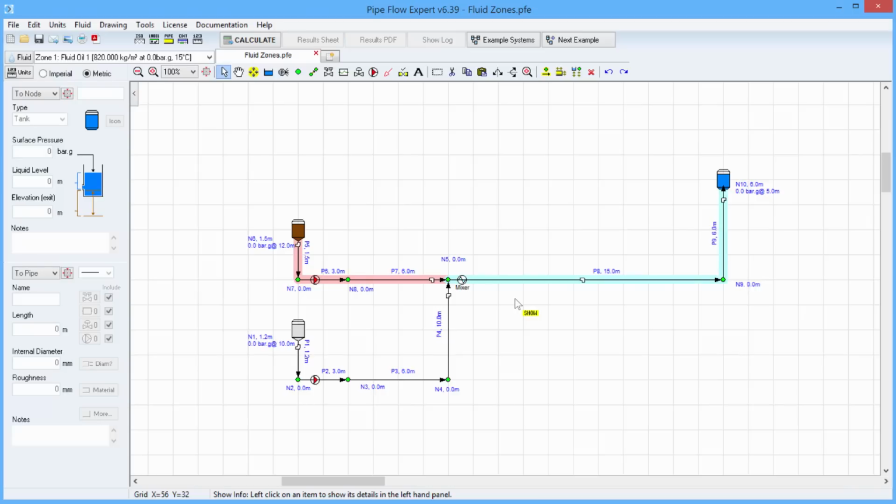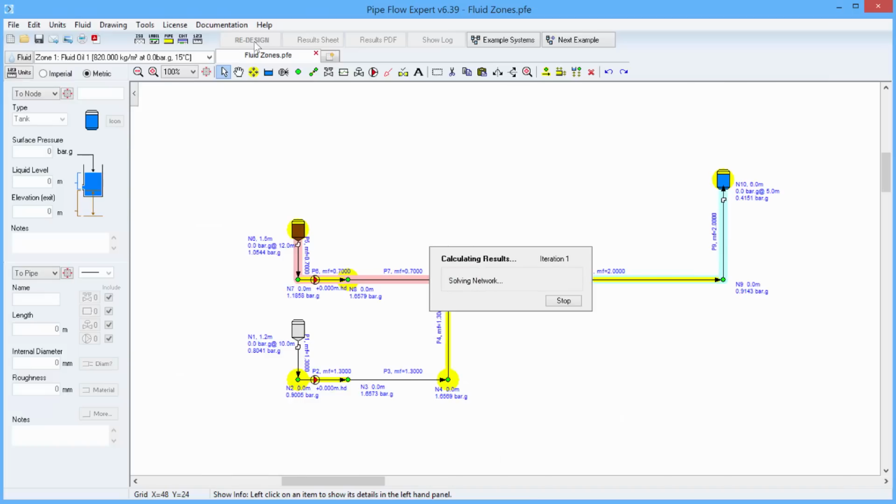In this example, the oil fluids mix together and the resulting fluid remains as a liquid without a phase change. Some pressure loss occurs as a result of this process, and the mixer component adds additional pressure loss to represent this. Let's now solve the system.